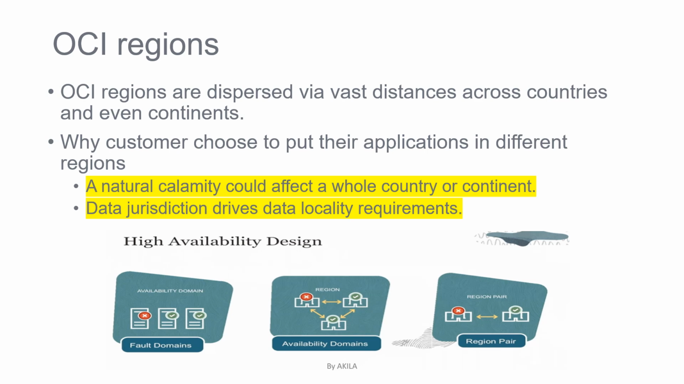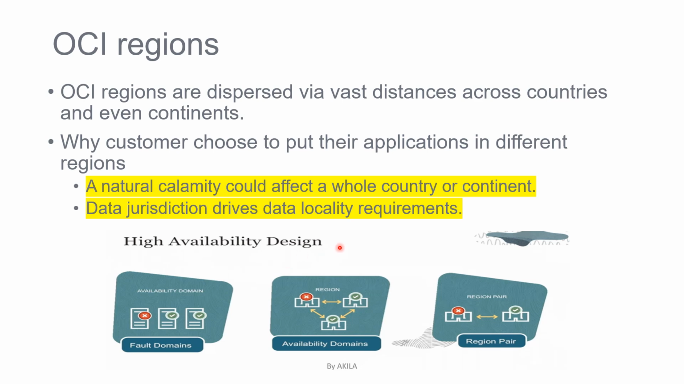OCI regions are dispersed across vast distances, across countries and even continents. Why do they need to keep their applications in different regions? Because if a natural calamity occurs, it cannot affect the whole country or continent. And data jurisdiction drives data locality requirements, which is also necessary, for easy access so that everything is available at the right time.